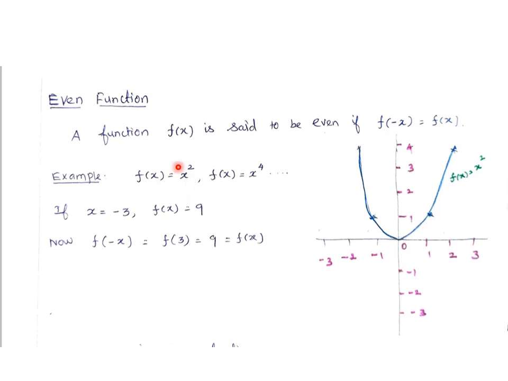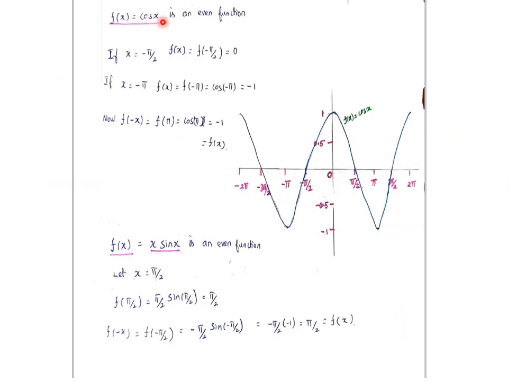Hence, f of x equal to x square, f of x equal to x power 4, all powers of even numbers are examples for even function. In trigonometric functions, f of x equal to cos x is an even function.